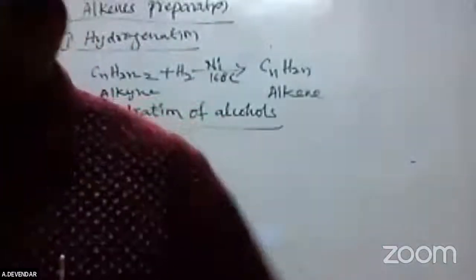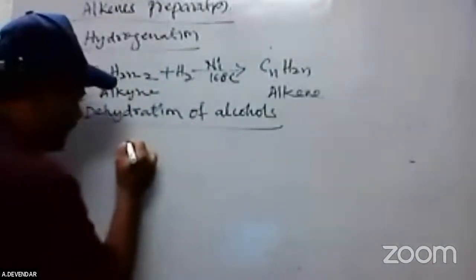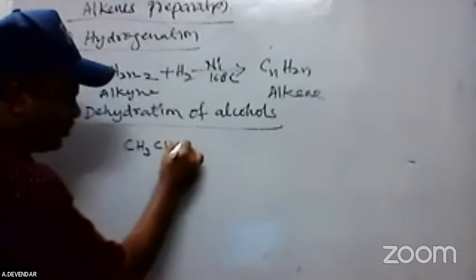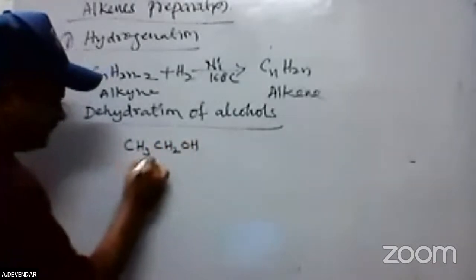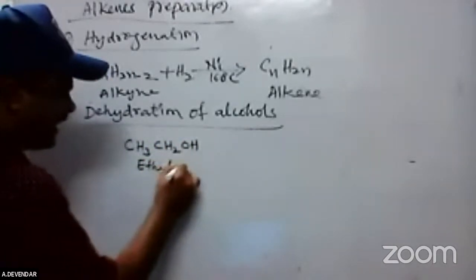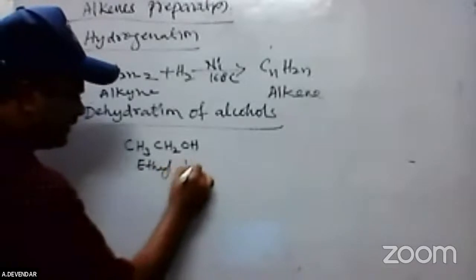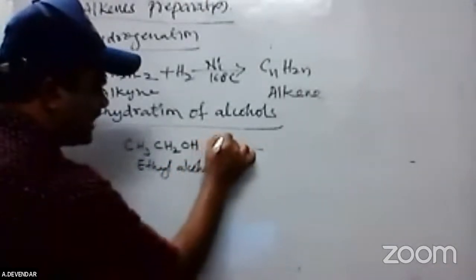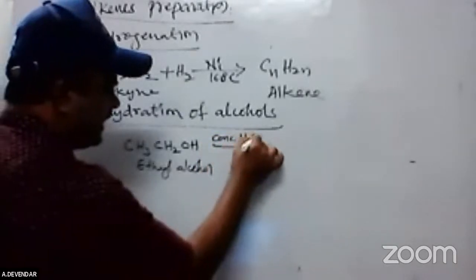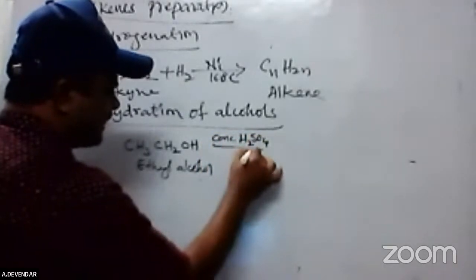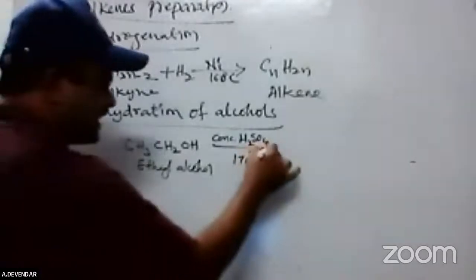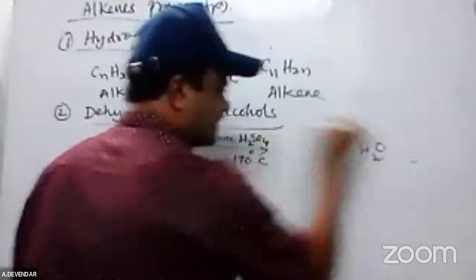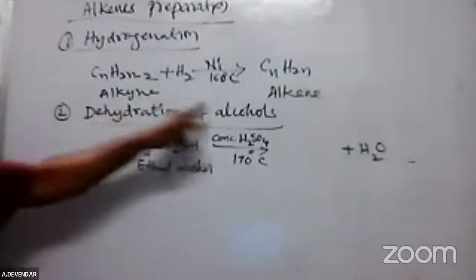Here in this case, we are taking ethyl alcohol, CH3CH2OH. This ethyl alcohol is dehydrated in the presence of what? Concentrated sulfuric acid. It requires a temperature of 170 degrees Celsius. Immediately water molecules are removed. Sulfuric acid is the dehydrating agent, so dehydration of alcohol means water is removed.